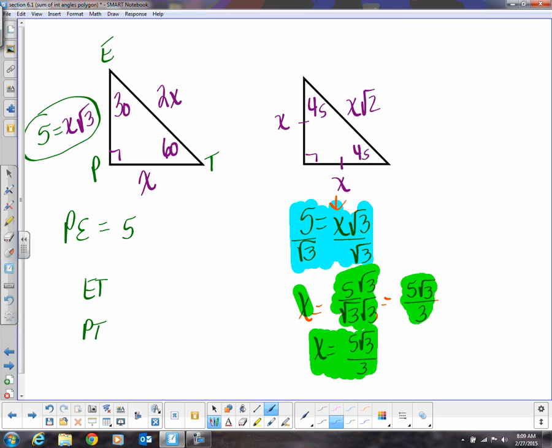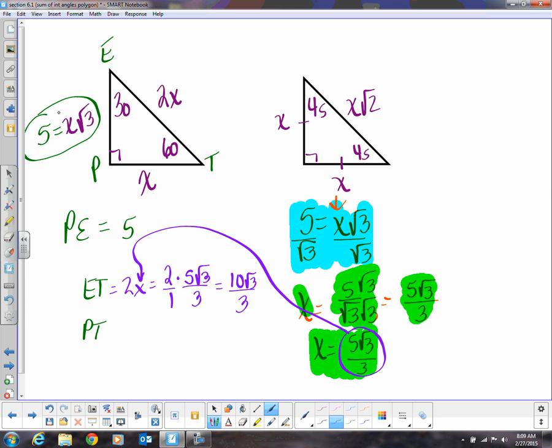Now, when I go over to do ET, I see that ET is 2x. What is x? Therefore, I'm going to put it in for x. So that's going to be 2 times 5 square root of 3 over 3. So that would be 10 square root of 3 over 3. We write one equation and one only. After this, it's substitution. Then I go to PT, and I see that it is x. What is x? So we're going to substitute 5 square root of 3 over 3 in for x.